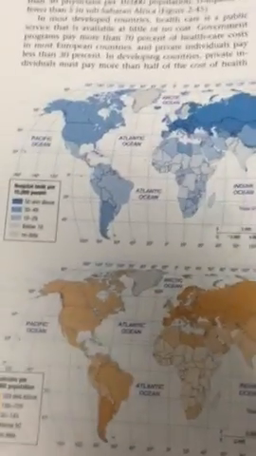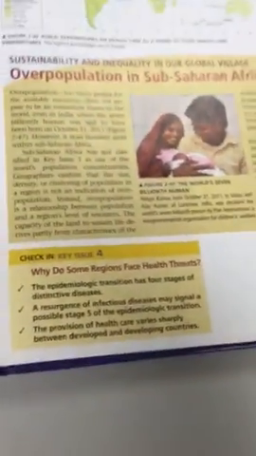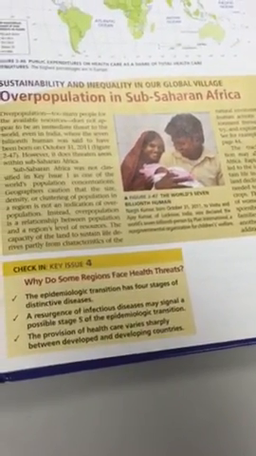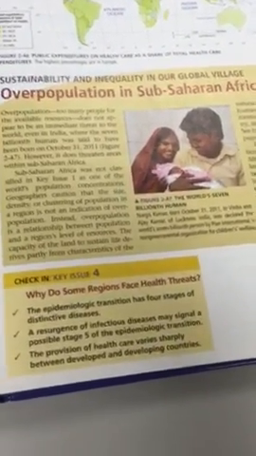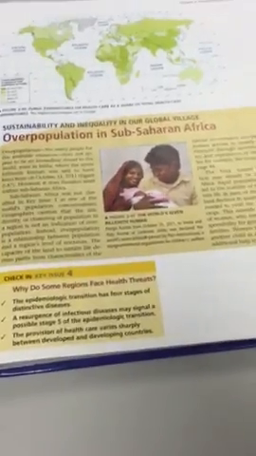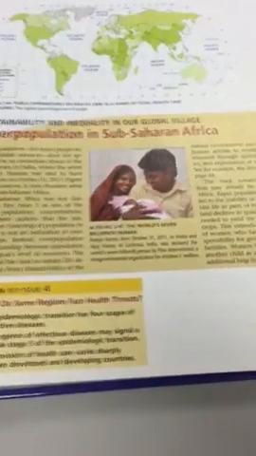So that's basically all you need to get from key issue 4. Make sure that you look at the overpopulation in sub-Saharan Africa a little bit. You don't need to take notes over it, but get a decent idea for it, because anytime there are examples in the book, they're going to help you remember it a little bit better.